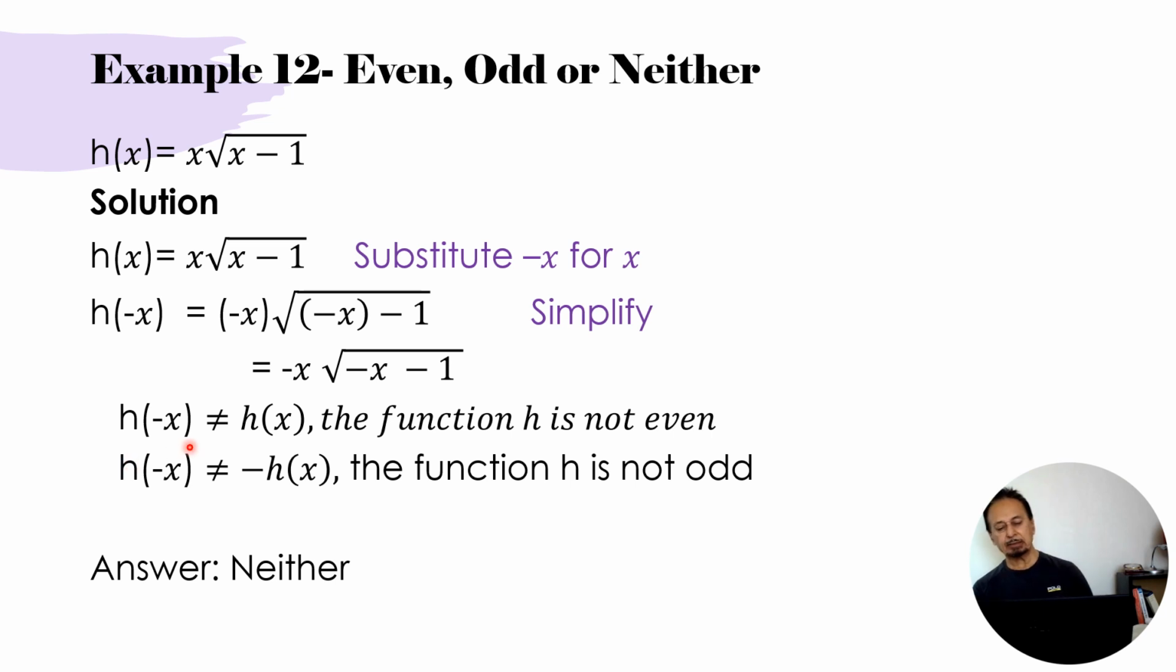So we can say h of negative x is not equal to h of x, and that means the function is not even. And also h of negative x is not equal to negative h of x. So we say the function is not odd. So the answer would be the function is neither.